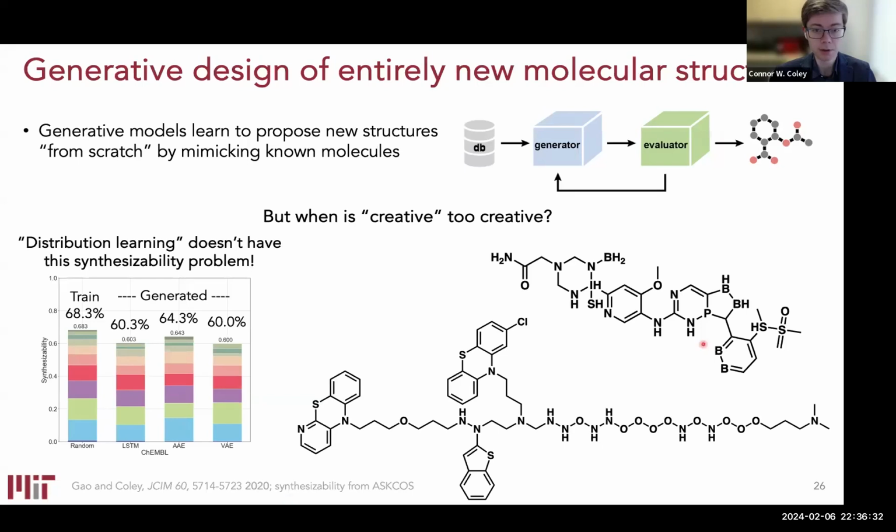So when you ask the models to optimize and improve or maximize a property of interest, that's when they sort of get pushed into very strange areas of chemical space.